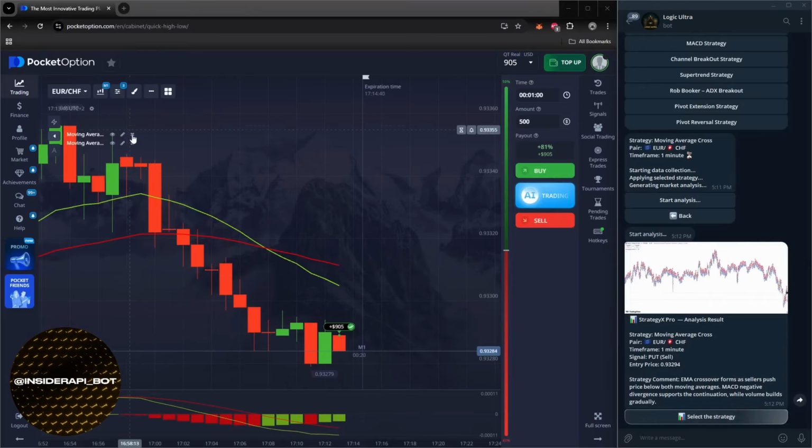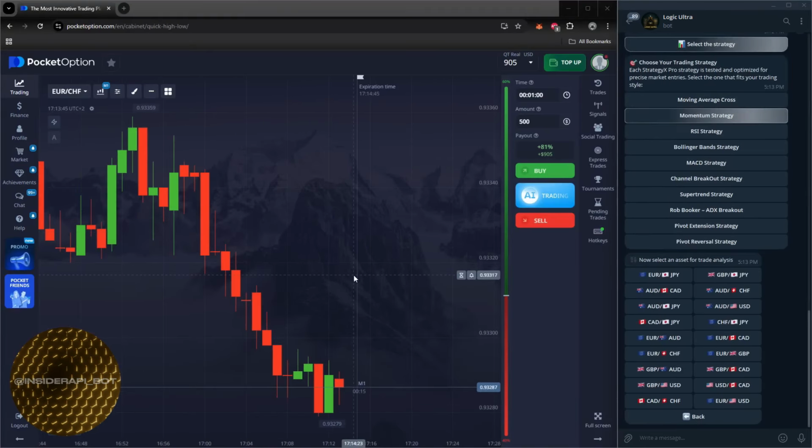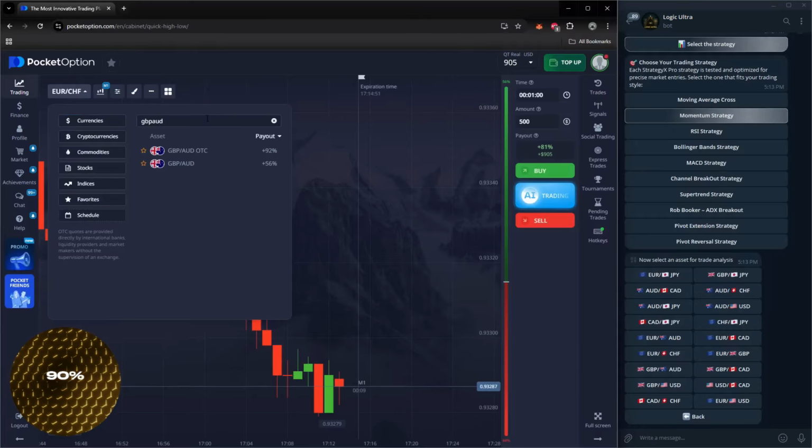So let's back out of this. Let's delete all of these things, and let's just go straight into the momentum strategy, and let's continue going through the assets that we have here, right? And GBP, pound sterling, dollar, low payout. GBP, pound, United States dollar, almost there, but just not enough.